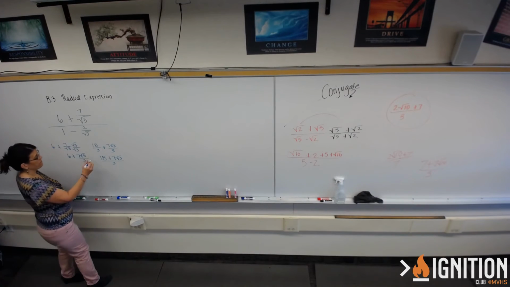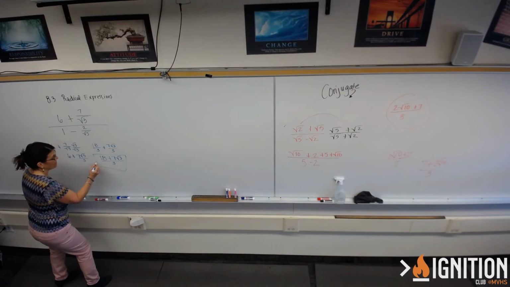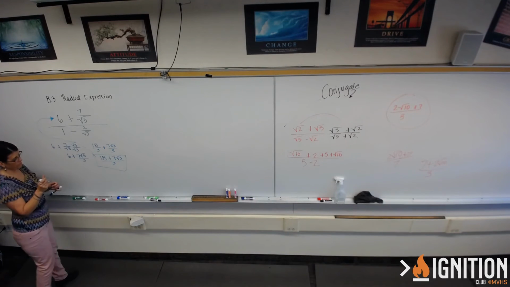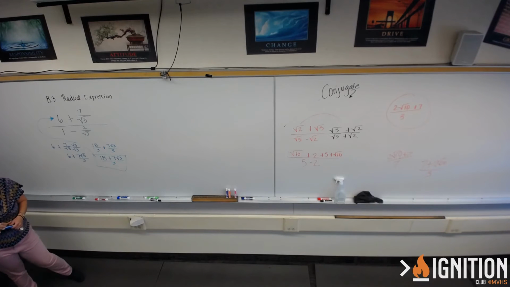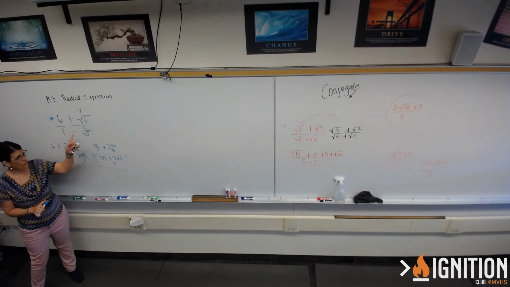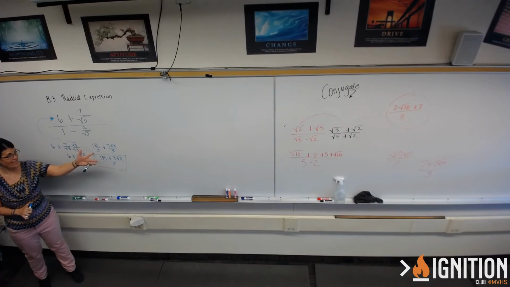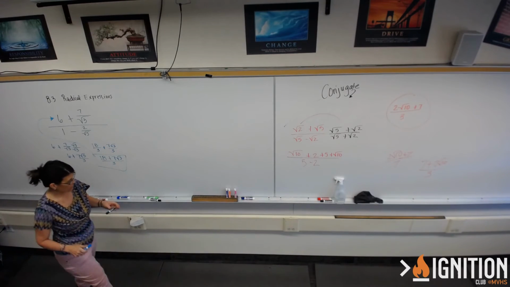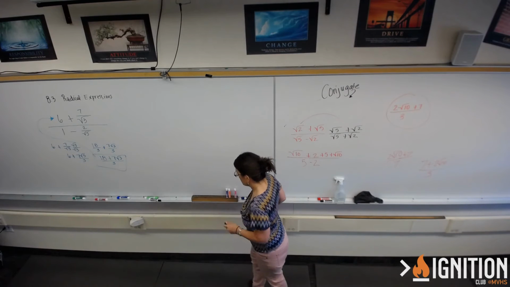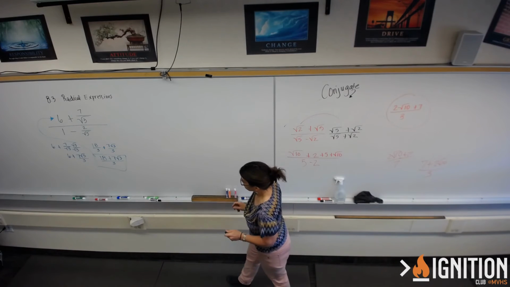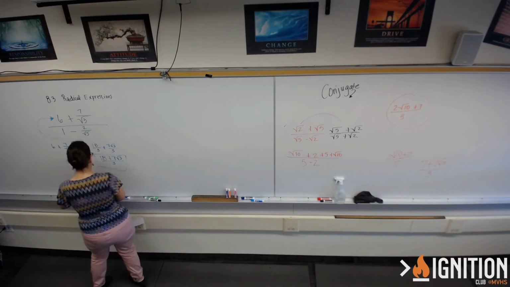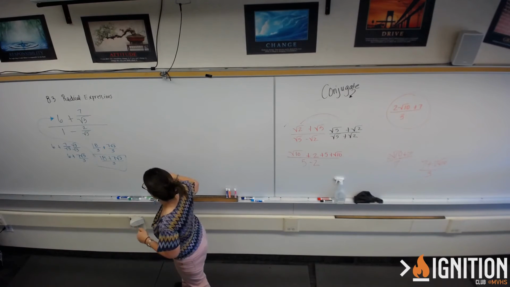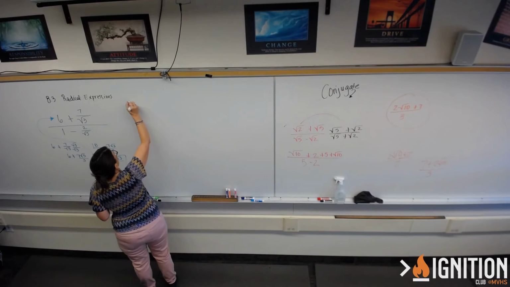Okay. I'm not done. One minus 2 over root 5. We're going to do exactly the same thing to the denominator that we did to the numerator. We're going to do the denominator. Whatever. Doesn't matter. We're going to do it.